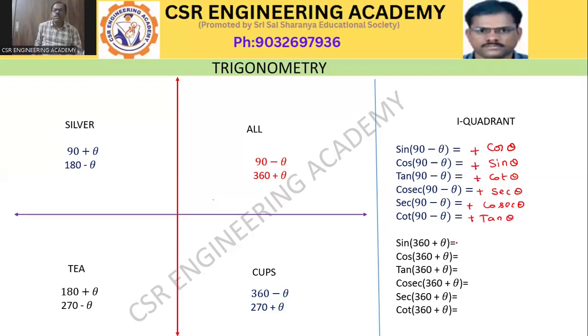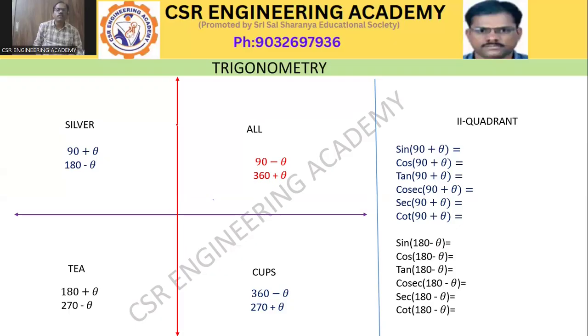Here 360 plus theta is an even multiple. For an even multiple, there is no change in function, that is sine 360 plus theta is equal to sine theta, cos 360 plus theta is cos theta, tan 360 plus theta is tan theta, cosecant 360 plus theta is cosecant theta, secant 360 plus theta is secant theta, cot 360 plus theta is cot theta. In the first quadrant, all are positive.